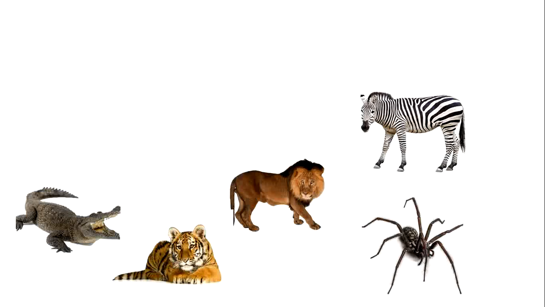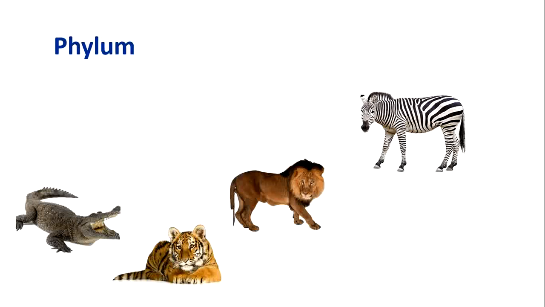Let us start with an example. You can see here this crocodile, tiger, lion, spider, and the zebra come in the same kingdom of animals. They belong to the same kingdom. Now in the phylum, can you please tell which animal is not there now? Yes, you are correct. It's the spider. Spider does not belong to the phylum Chordate. It belongs to the invertebrate phylum of arthropods. That's why it is not there.